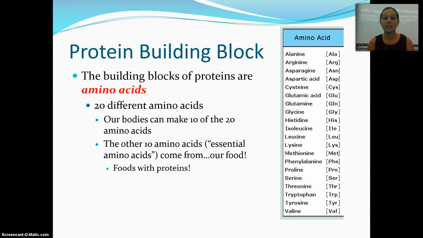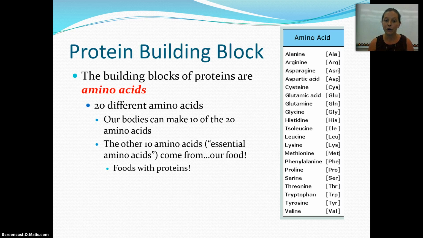Okay, so the building blocks of proteins, the monomers of proteins, are amino acids. You join amino acids together to form proteins. There are 20 different types of amino acids. Our body can make 10 of those 20 amino acids. So if our body is capable of producing only 10 of the 20 amino acids that we need, where do you think we get the other 10 from?